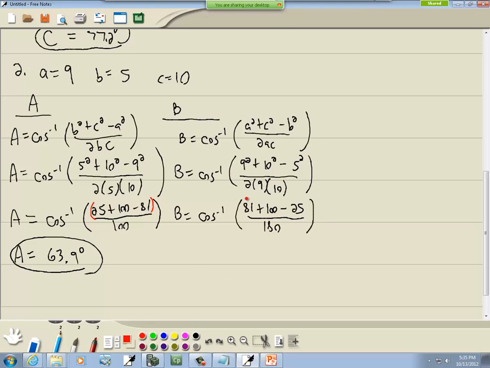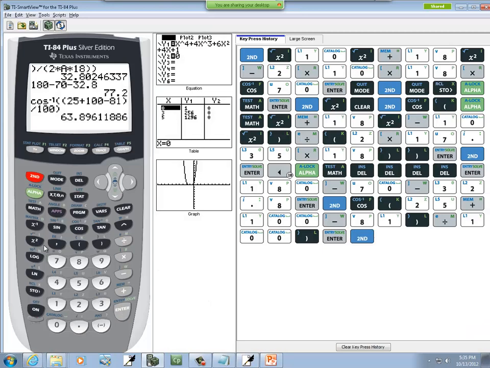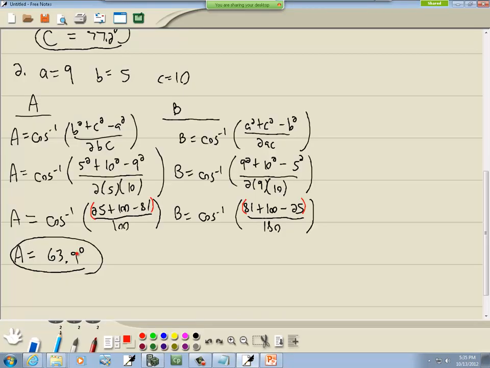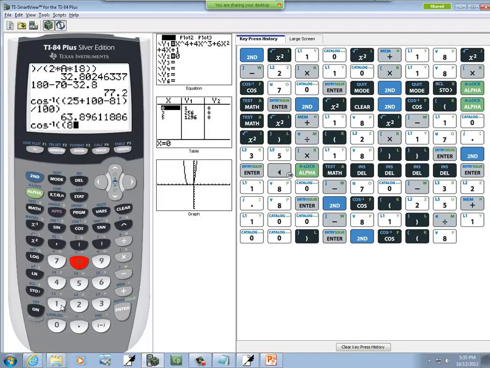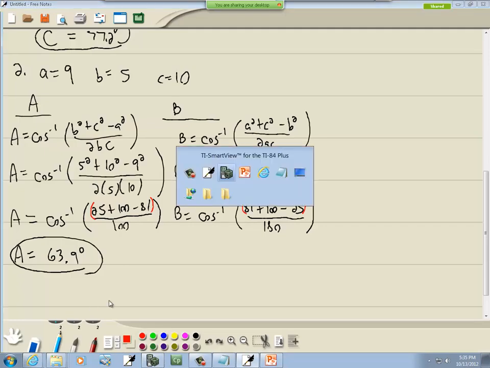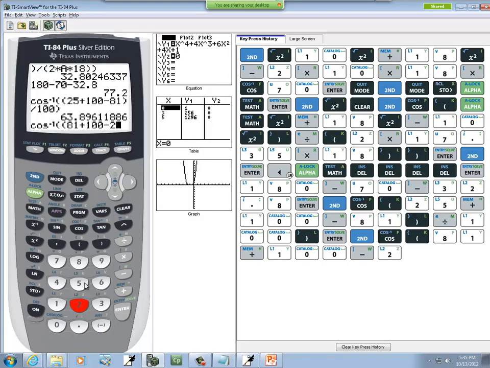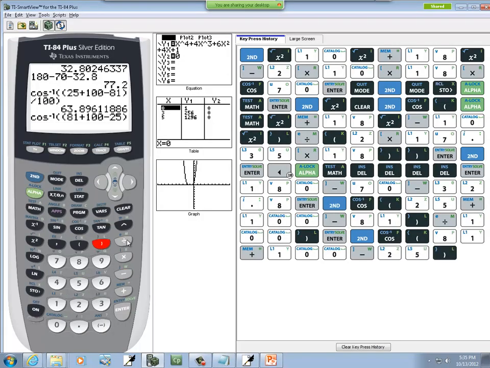Again, the key to this is if you have more than a single number on top and or bottom, you have to put parentheses around that. We don't need parentheses around 180 because that's just a single number. So inverse cosine, beginning parentheses on the top part, 81 plus 100 minus 25, closing parentheses on the top part divided by 180, and then closing parentheses, and enter.